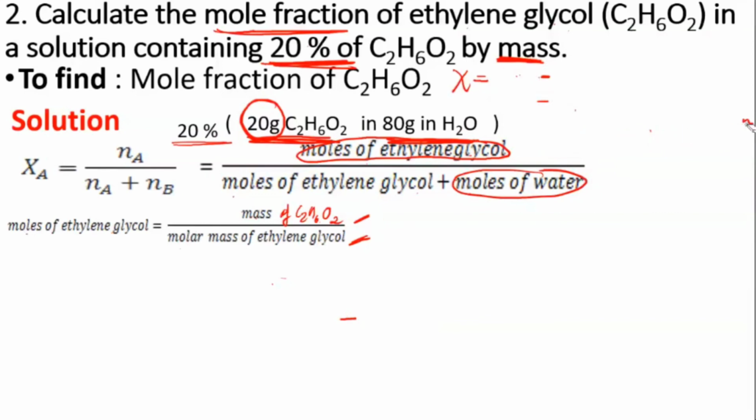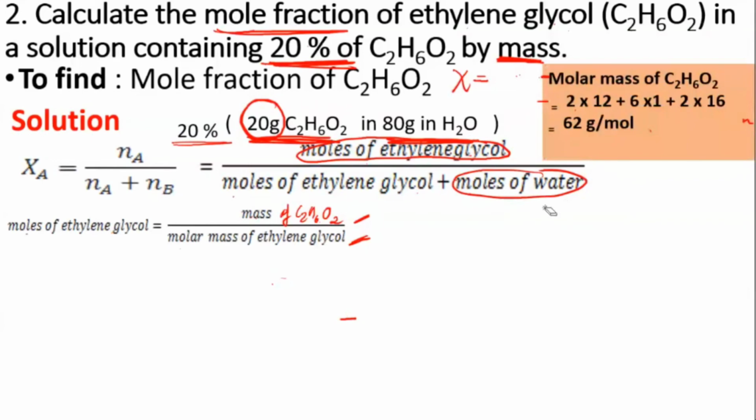So molar mass you will get as 62 gram per mole when you do the calculation. Now direct substitution: 20 is the mass divided by the molar mass 62, so you will get around 0.322 moles. So we got the moles of ethylene glycol. Next is to calculate the moles of water. Roughly do that at the side and tell me the answer.